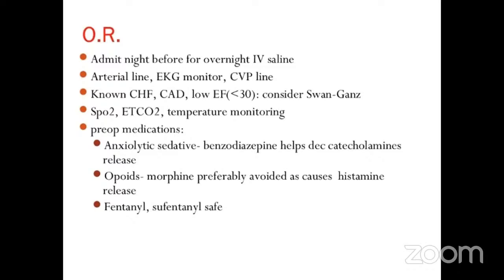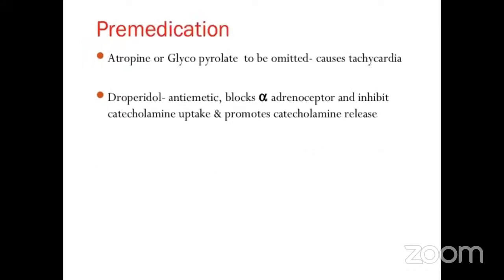Pre-op medications include anxiolytic sedatives like benzodiazepines, which help to decrease catecholamine release. Opioids like morphine are preferably avoided as they cause histamine release. Fentanyl is safe to provide. As premedication, atropine or glycopyrrolate should be omitted because they cause tachycardia. Droperidol is an anti-emetic which blocks the alpha adrenoceptor, inhibits catecholamine uptake, and promotes catecholamine release.